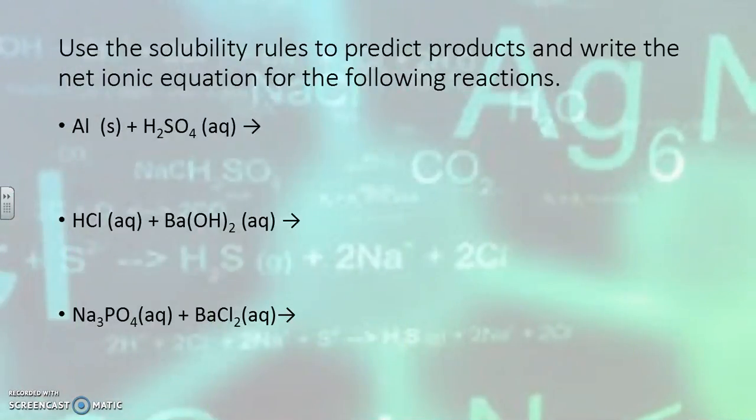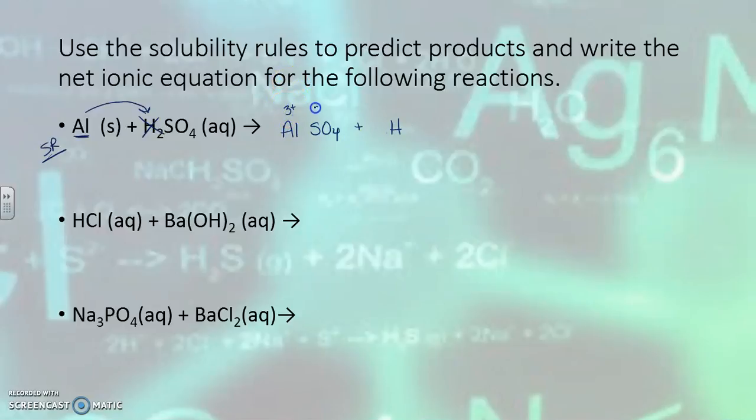All right, use the solubility rules to predict products and write the net ionic equation for the following reaction. So this is a single replacement reaction. Do I need solubility rules? No. Do I need to have my activity series? Yes. According to my activity series, aluminum is higher on the chart than hydrogen, so it comes in, knocks out hydrogen. We end up with aluminum and sulfate together. Hydrogen's crying in the corner.